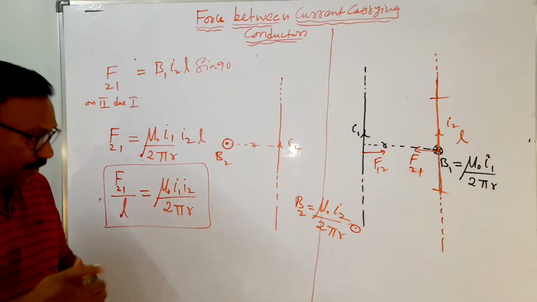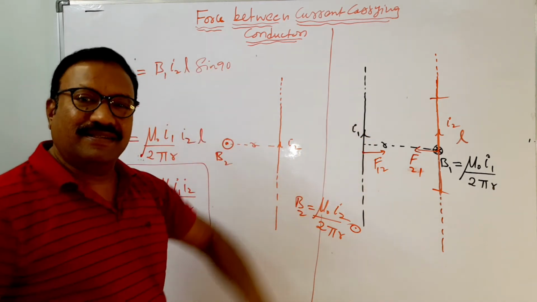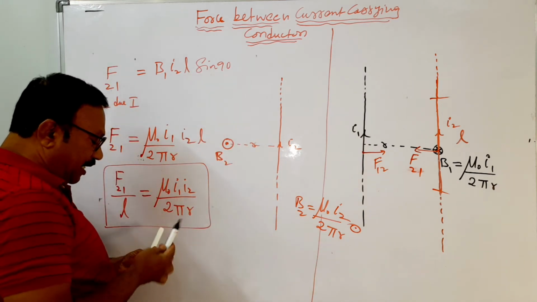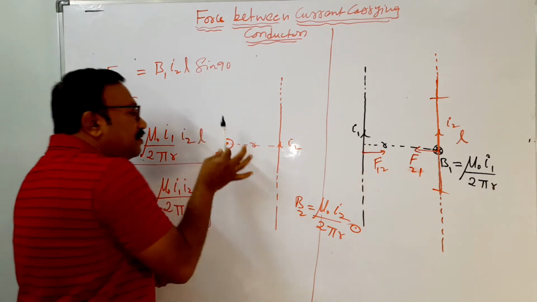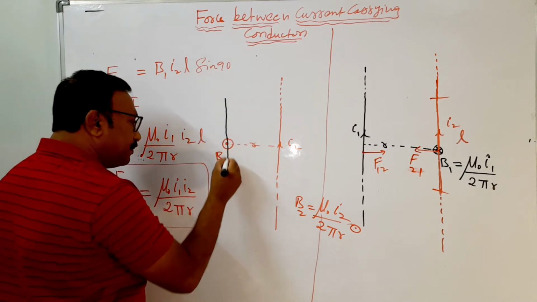Fine. Now I'll bring the first conductor and keep it in the field of the second conductor. So I'll bring this first conductor now and I'll be keeping this in the field of this second conductor. So this is a wire.